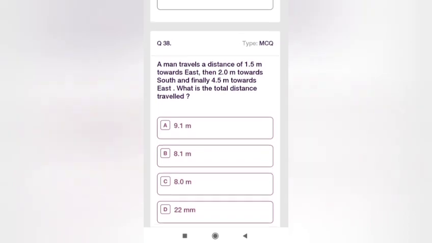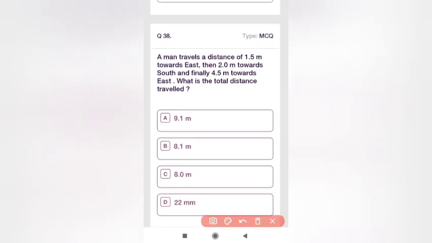A man travels a distance of 1.5 meter towards east. This is east. And 2 meter towards the south. This is south direction, 2 meter. And then finally 4.5 meter towards the east again. So east means it has to go this way. 4.5 meter.